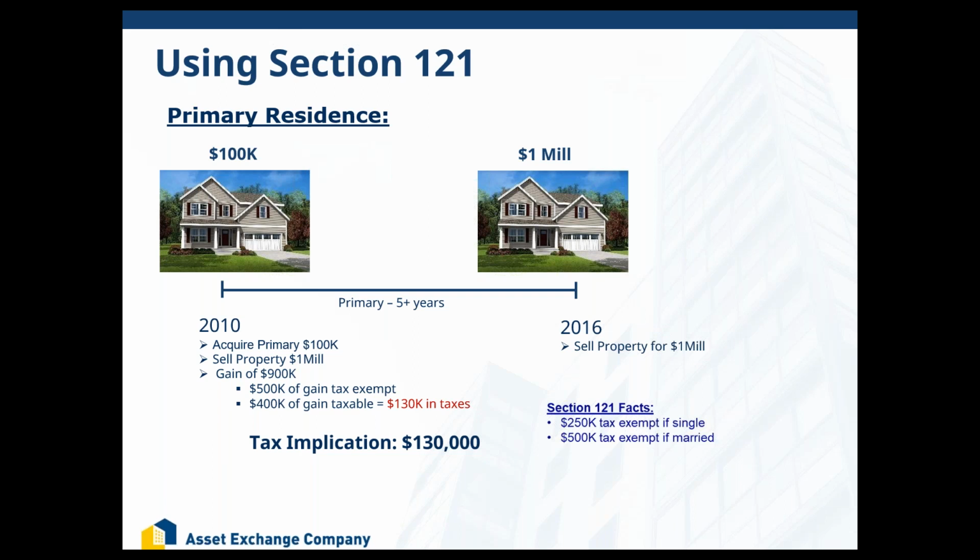Now, here's an example of where the 121 can work. Let's say back in 2010, we go out and we buy our primary residence, our primary home. We're going to buy it for $100,000. We're going to live in it for 5+ years as our primary. And then in 2016, we're going to sell it. Now, we're going to sell it for $1 million.